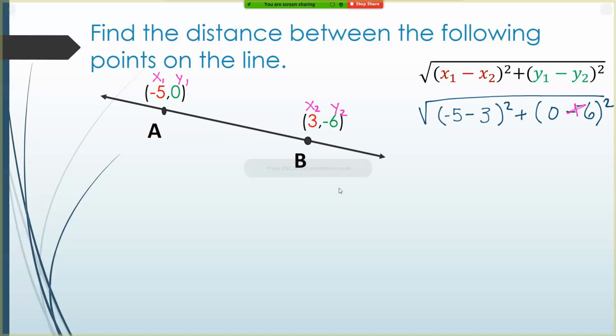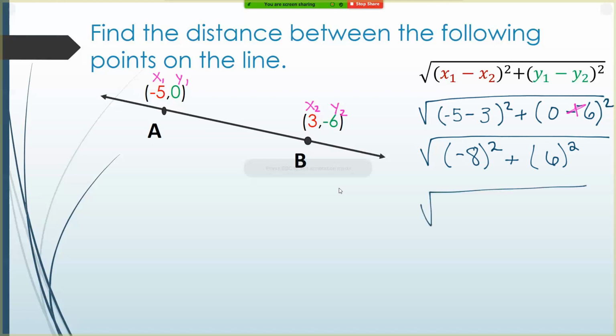Then I'm going to simplify just like we did on the last problem. First we combine like terms in our parentheses, so -5 minus 3 is -8, still squared. Plus my second set of parentheses, 0 plus 6 is just 6, still squared. Now we're going to take -8 and square it. -8 in parentheses squared means -8 times -8, which is 64. Plus 6 squared, which just means 6 times 6, which is 36.